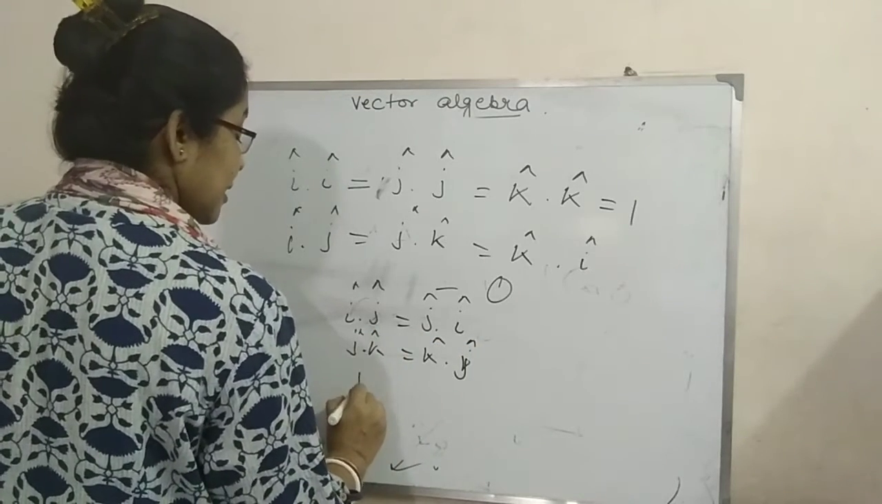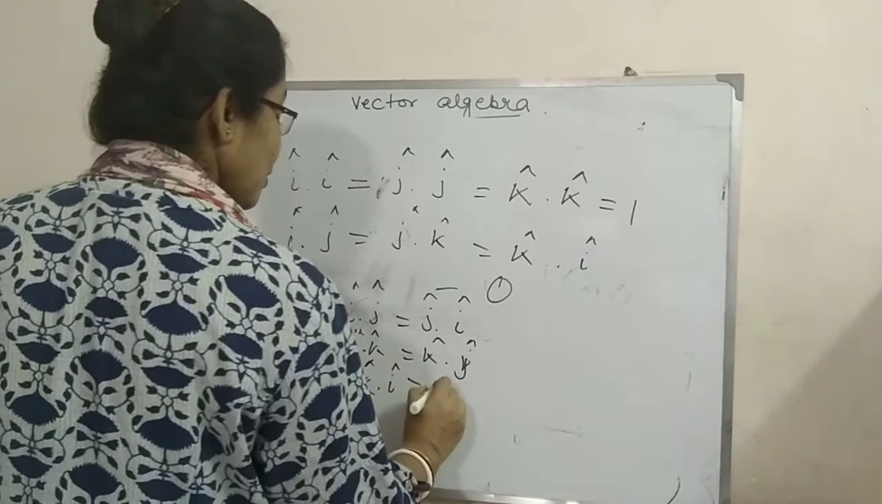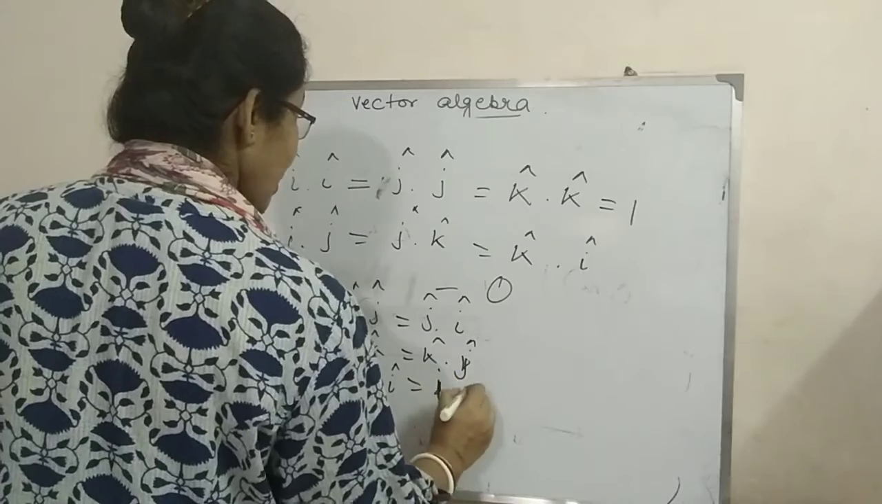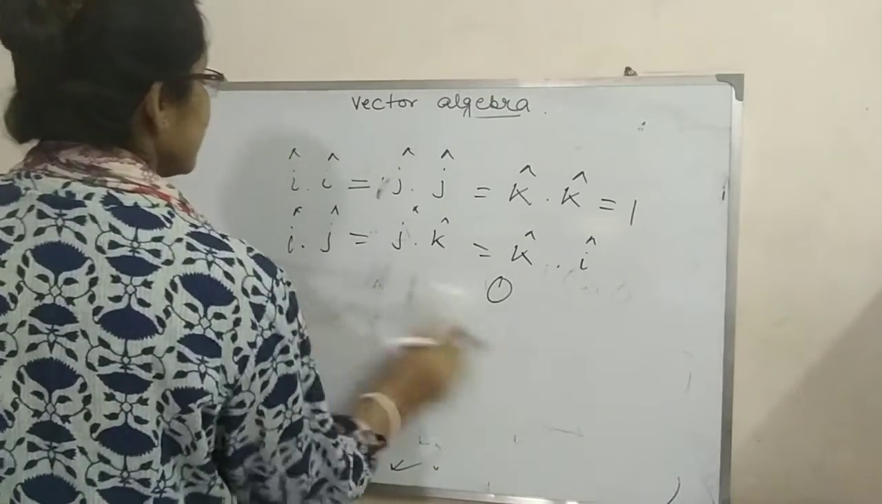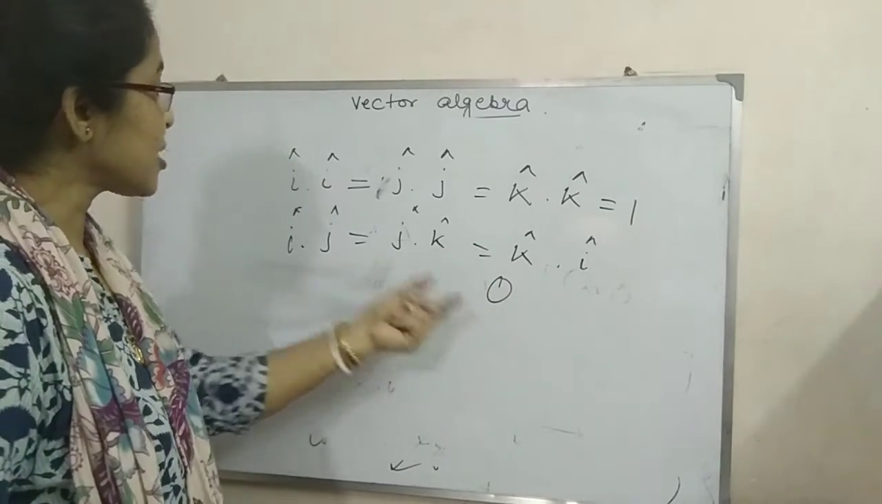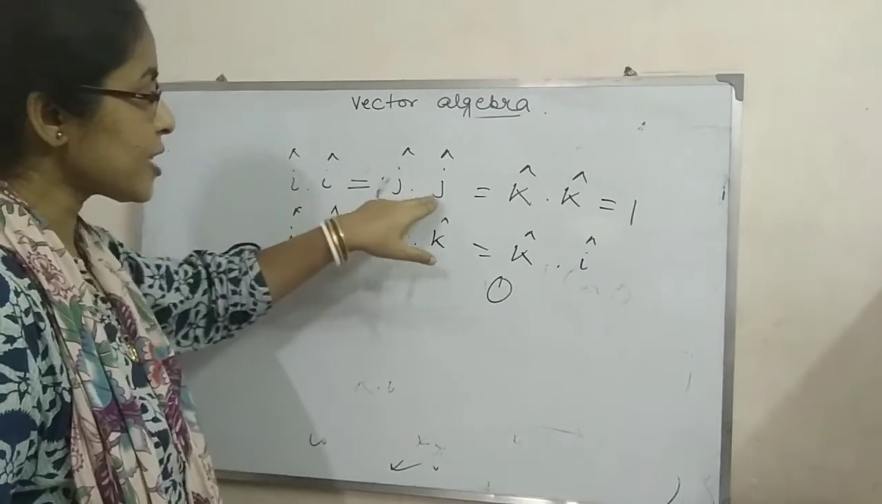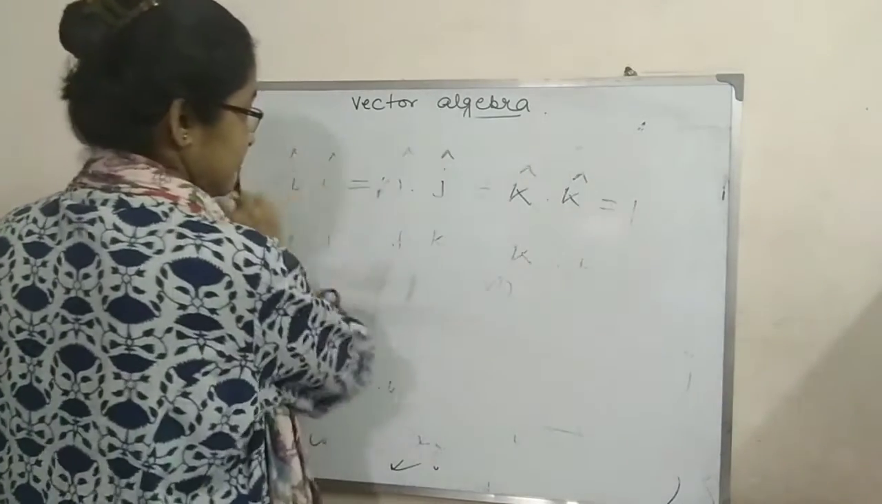and k dot i equals i dot k. Okay, so i dot j, j dot k and k dot i equal 0, and i dot i, j dot j and k dot k equal 1.